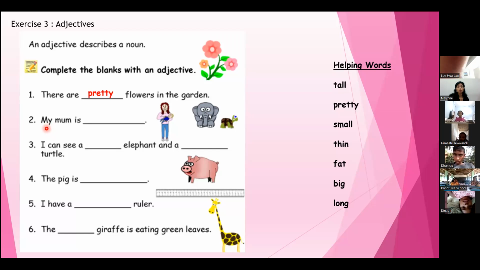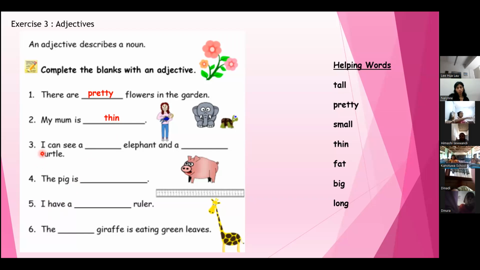Danidu. Okay, Danidu, are you ready? Okay, go. My mom is tall. Very good. Well done. What other words do you think can be used from here? Look at the mom. Okay. Yes, my mom is thin. Of course, you can say my mom is tall. You are right too. But we're going to use the word tall for another picture. So here we say my mom is thin. Well done. Okay. Sentence number 3.